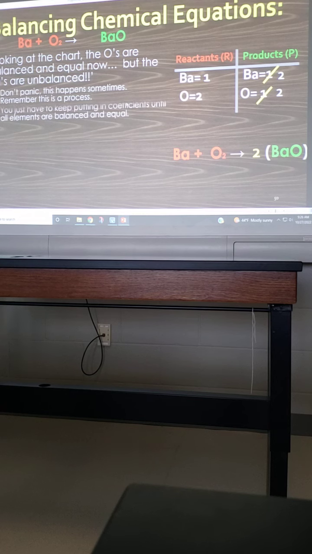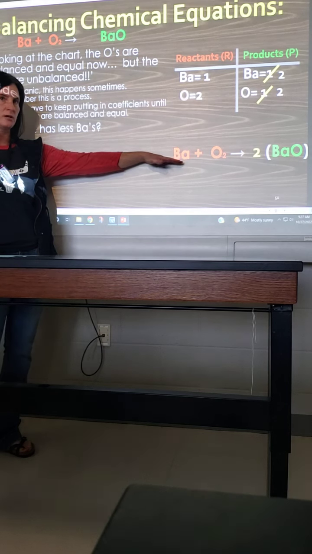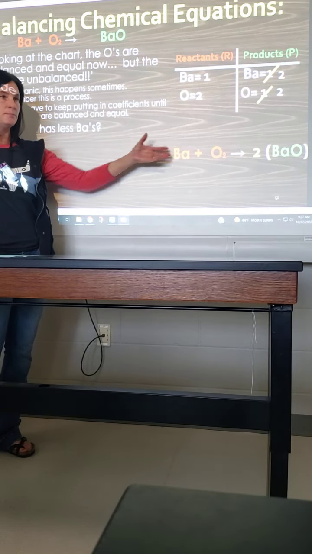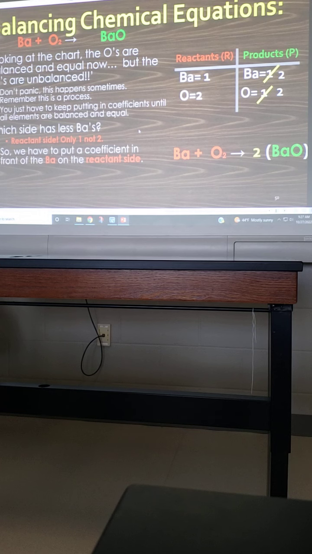So this is just part of the process. We're gonna keep going along that same process until we can get everything balanced and equal. So it's my bariums that are off. Which side is low here? Kendall, the reactants or the products for barium? Good, so that means I'm gonna have to do something over here, right? My barium side needs built up, so I'm gonna have to use a coefficient over there. So we're gonna have to put a coefficient in front of the barium on the reactant side.